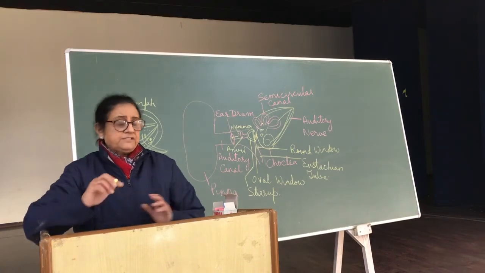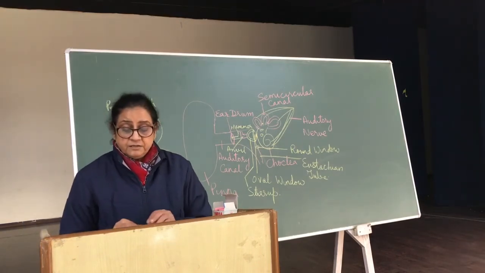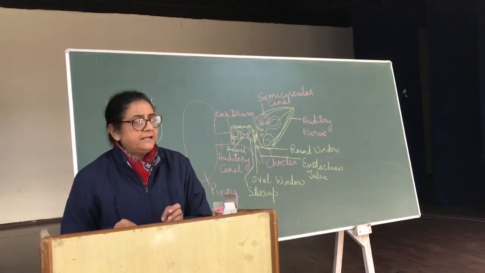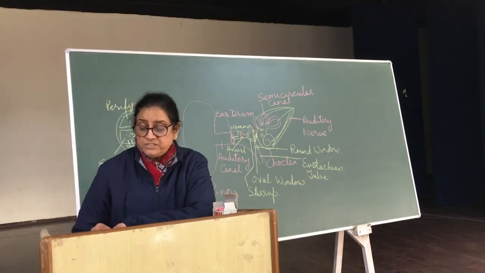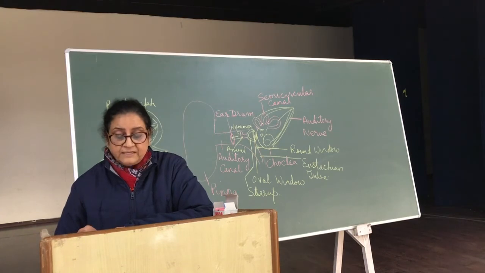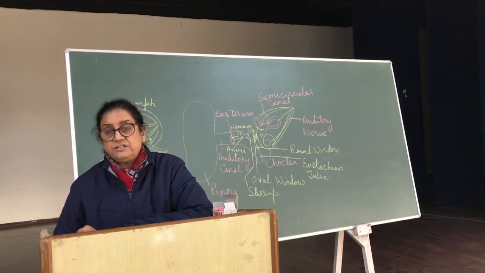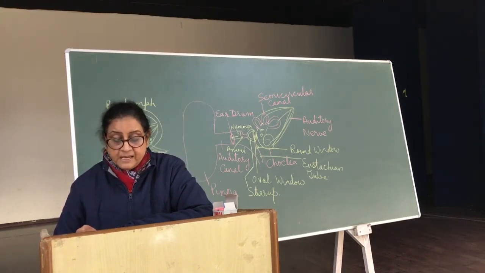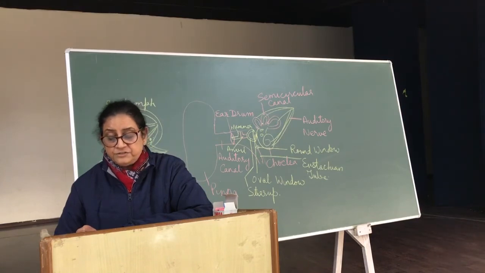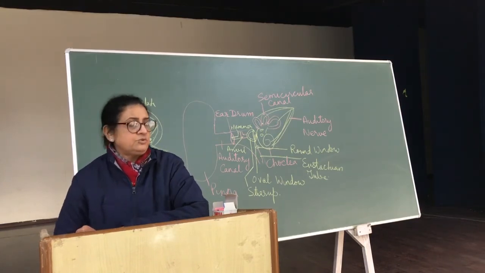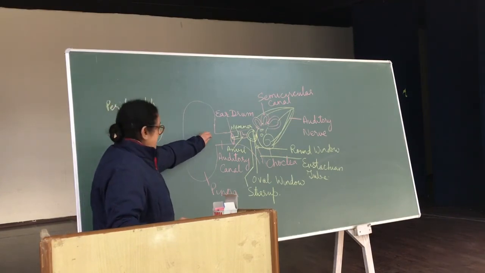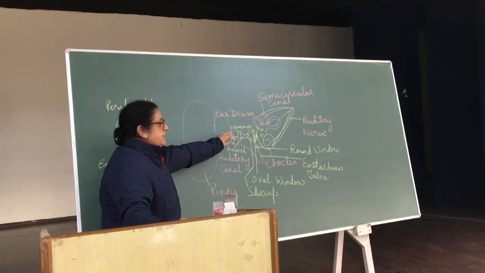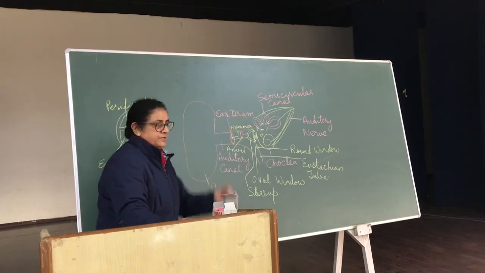Now, how does this ear function and how does it help us in hearing? Pinna is the one which collects the sound waves and conducts them through the external auditory canal, and they finally strike on the eardrum, which is set into vibration. So, pinna collects the sound waves, directs them into the auditory canal, and makes the eardrum vibrate.